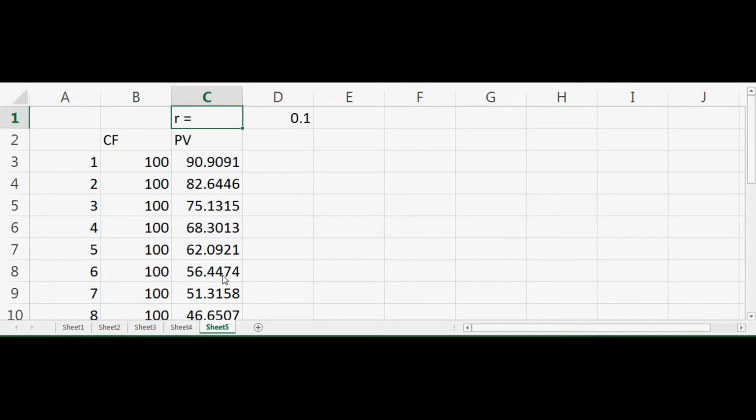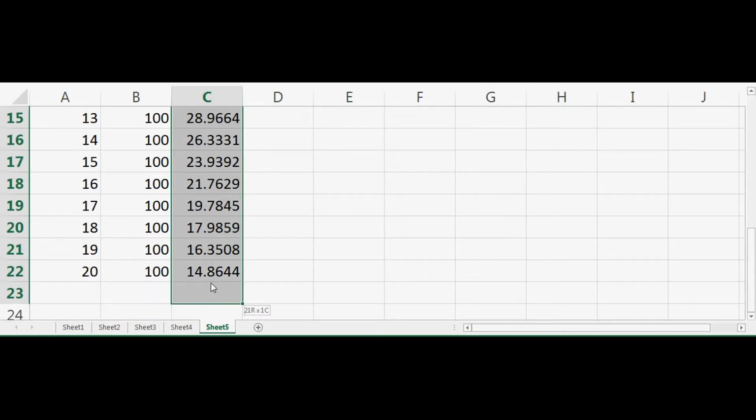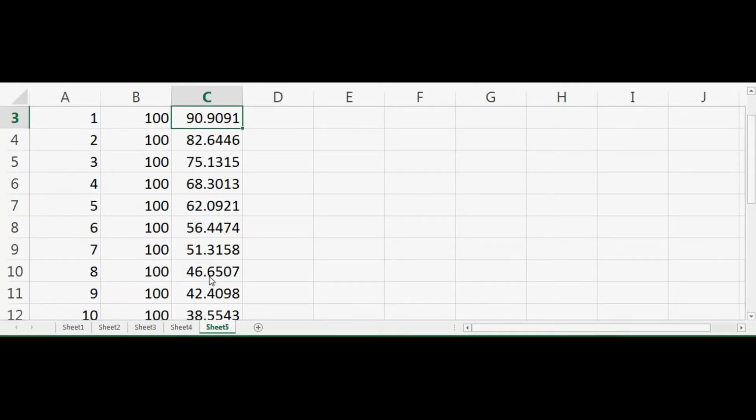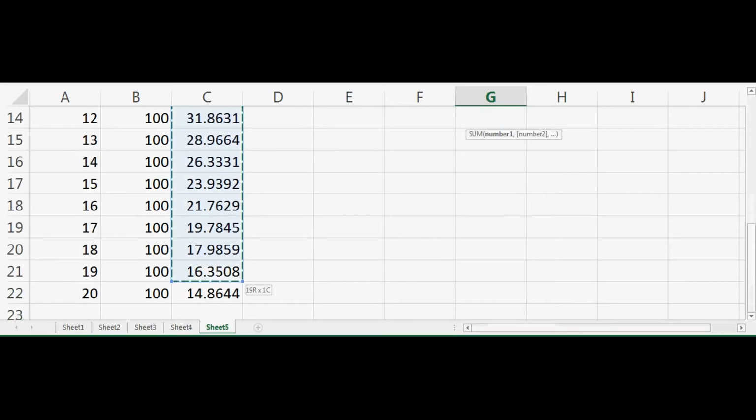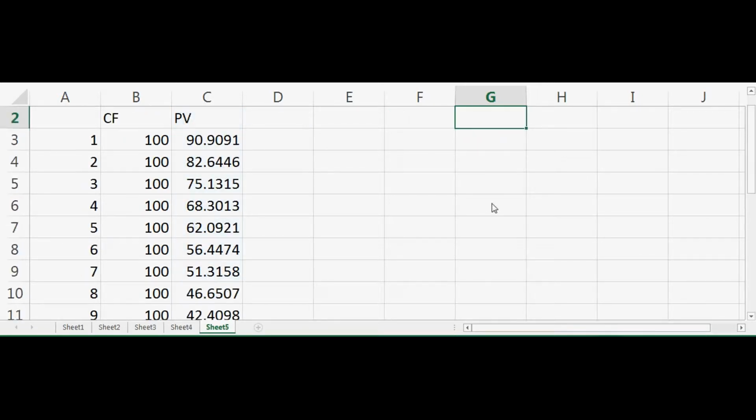And then we can calculate the total value. So we can say net present value is equal to the sum of all these values. So as you can see, this is the net present value.